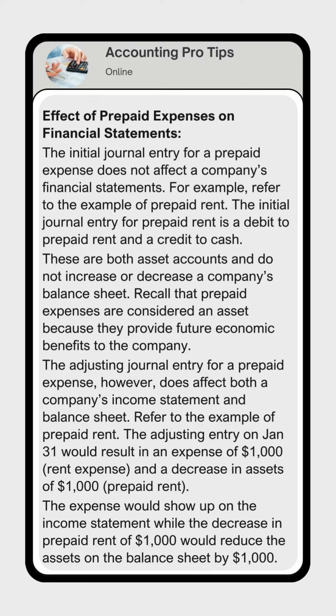The adjusting journal entry for a prepaid expense, however, does affect both a company's income statement and balance sheet. Refer to the example of prepaid rent. The adjusting entry on January 31st would result in an expense of $1,000, rent expense, and a decrease in assets of $10,000, prepaid rent. The expense would show up on the income statement, while the decrease in prepaid rent of $1,000 would reduce the assets on the balance sheet by $1,000.